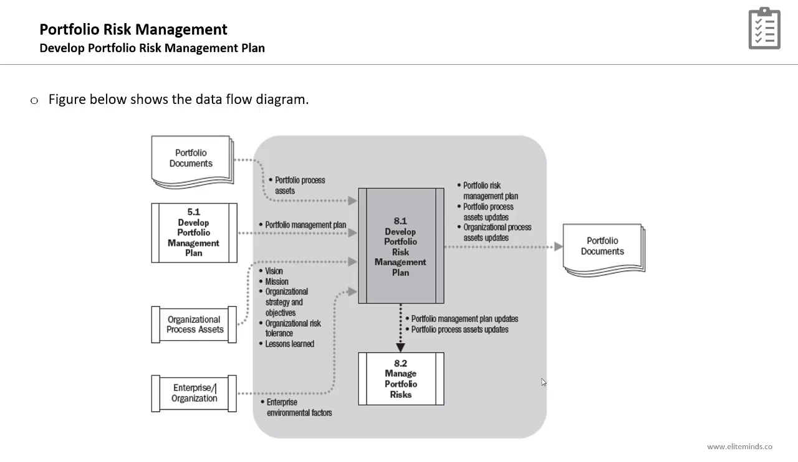The data flow diagram of this process is showing that you will need input only from the developed portfolio management plan process and inputs from the portfolio documents, the organizational process assets, and the enterprise environmental factors, while the outputs of this process will be used as inputs to the managed portfolio risk, and it will be archived as part of the portfolio documents. Now, what are the 4 inputs?